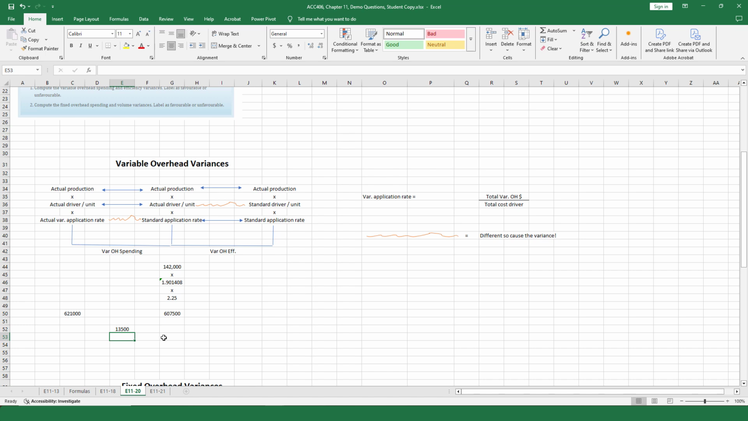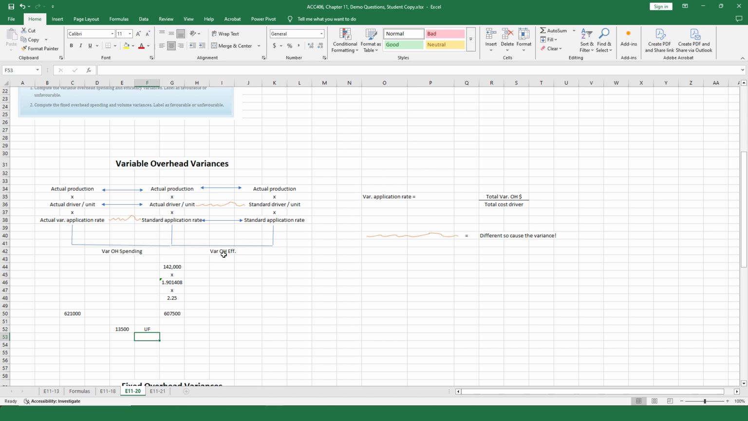Is it good for the company, favorable, or bad for the company, unfavorable? We spent this. We should have only spent this. This is bad. It's unfavorable. Now, note that some textbooks use U without the F. I just use UF. So we know that this is an unfavorable spending variance. We spent too much.